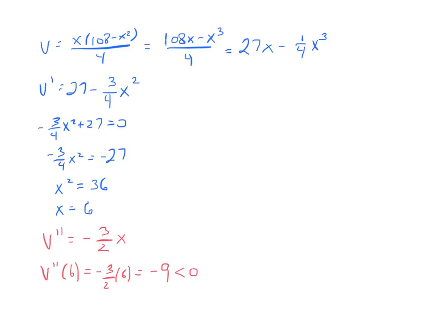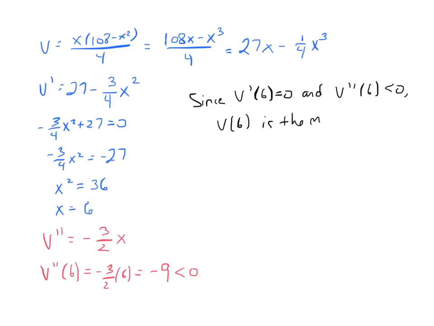So we can say that since V prime of 6 is equal to 0 and V double prime of 6 is negative, that V of 6 is the maximum value. Now the question asked us to find the dimensions that would give us a maximum value.